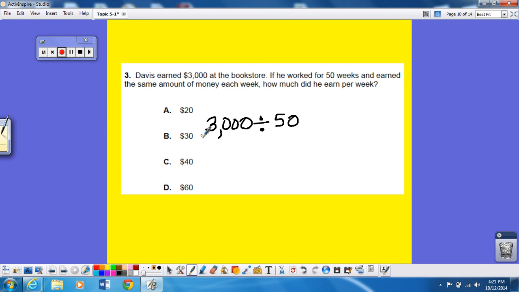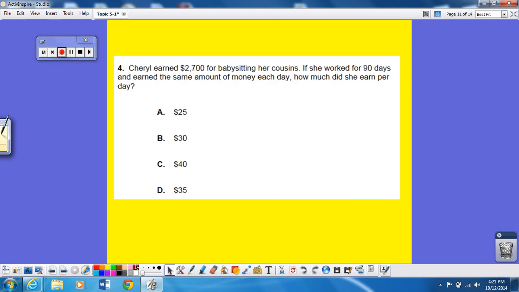My familiar fact I see here is 30 divided by 5, and the answer to that is 6. This 0 cancels this 0, and it leaves me 1 0. He made $60 every week that he worked. And when you think about it, that makes total sense.